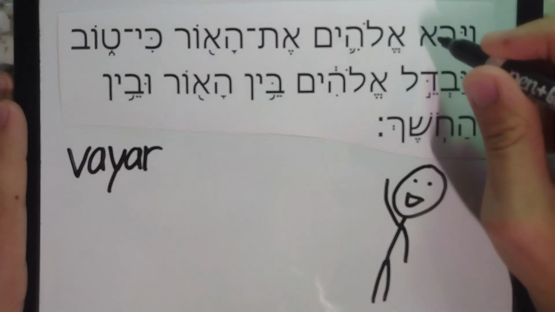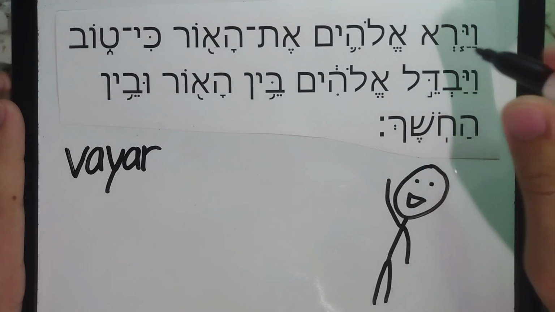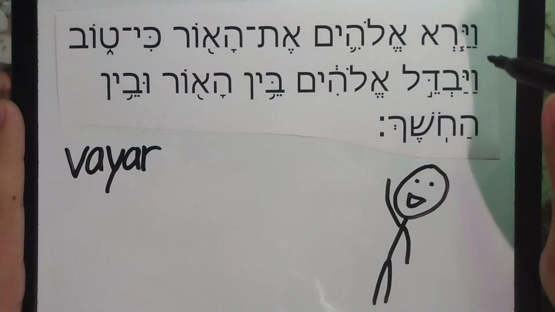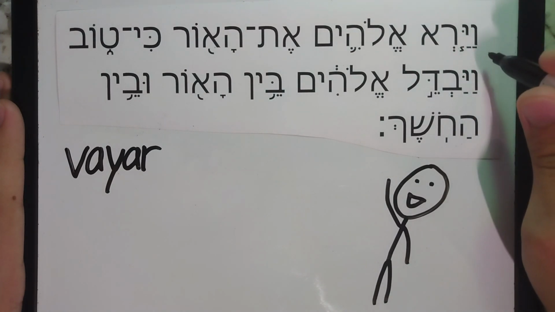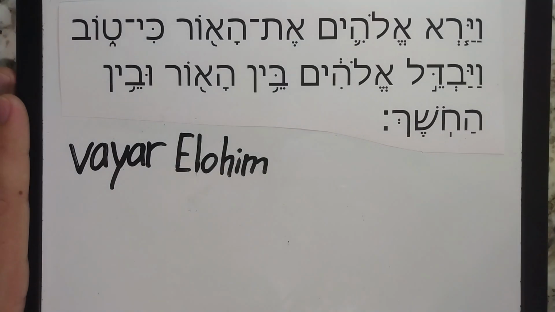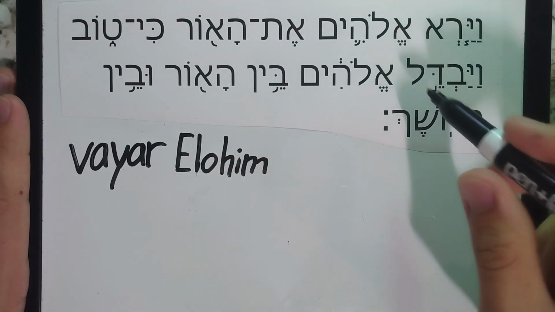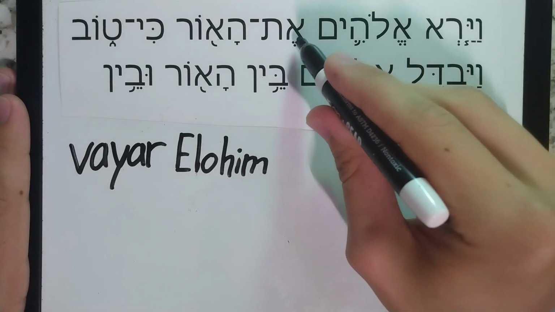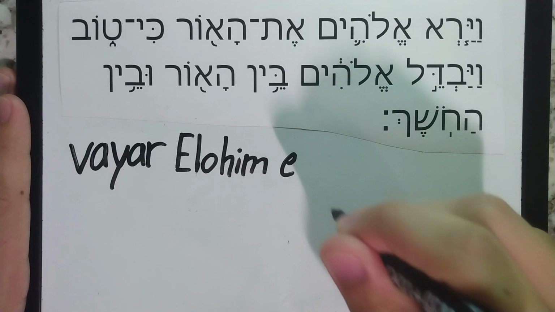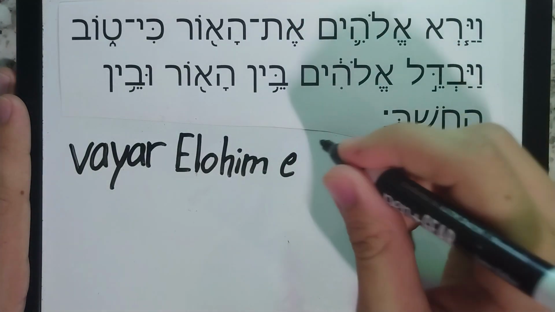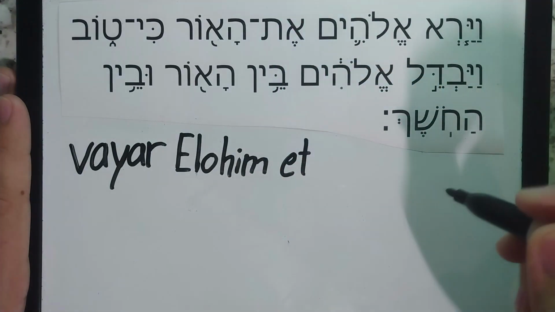And finally, we have a letter aleph, which is silent and has no vowel marker, which means it has no effect on the pronunciation of this word. The accented syllable is yar, and so this word is vayar. After the word vayar, we have the word Elohim once again, and after that, a word that starts with an aleph, which is silent, which has a segol under it, which says eh. After the aleph, we have a tav, which says t, and so this little word is et.